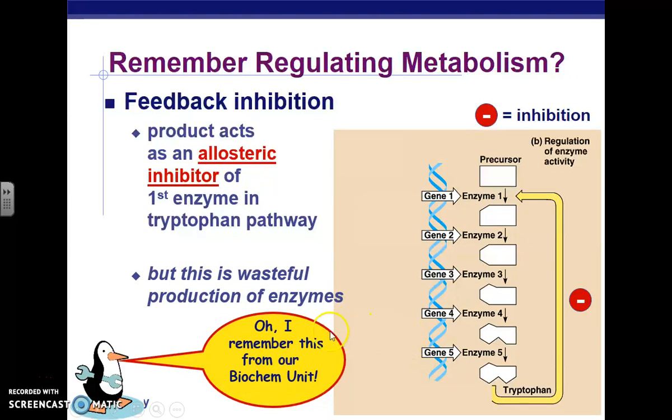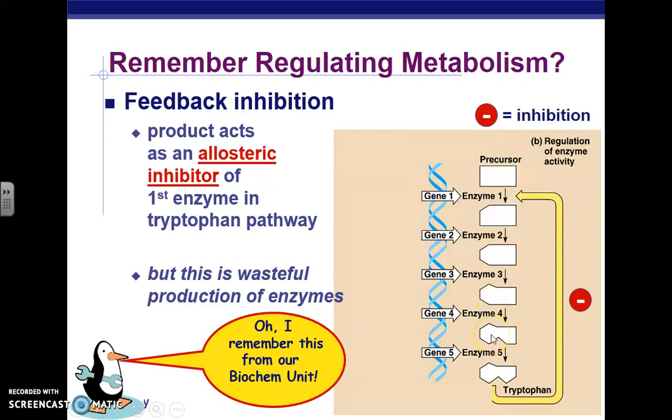So if you remember way back when, we learned about this concept called feedback inhibition. This was in early September, where if you have a process, all these molecules, you're taking this original molecule here and turning it into tryptophan. All these molecules are precursor molecules in the process, and the process is done by these enzymes.